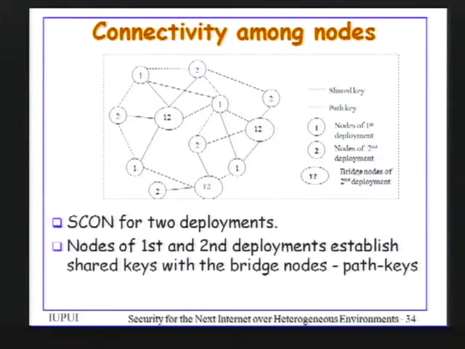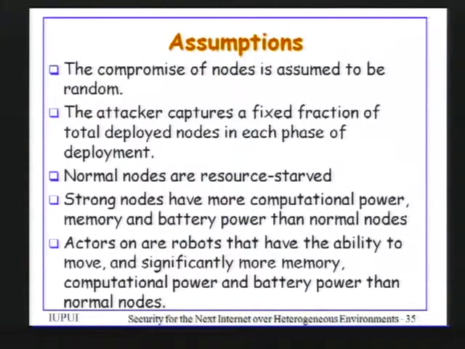And now, because these bridge nodes are much fewer than other nodes, we reduce a lot the probability of being captured, and also we reduce a lot the probability of compromising keys of other deployments. So there are some assumptions. The enemy can randomly take over all kinds of nodes. These bridge nodes could be normal nodes or could be stronger nodes, in the sense that they might have more memory or more battery, and of course that will improve the security.